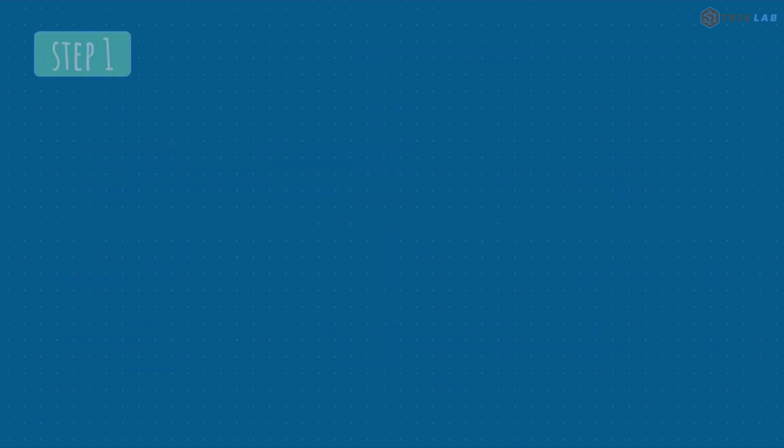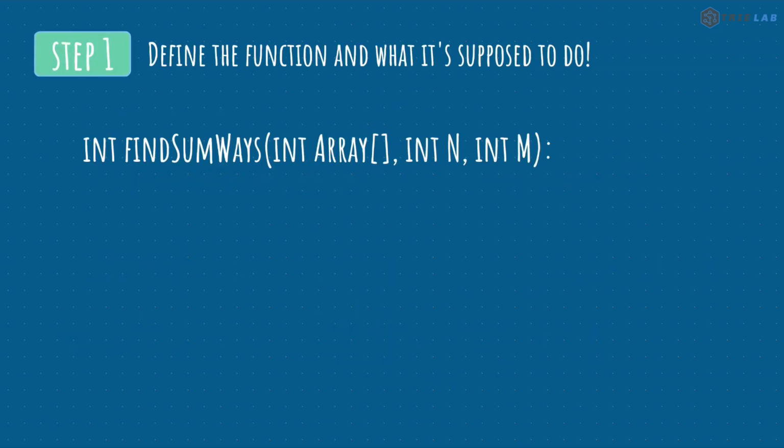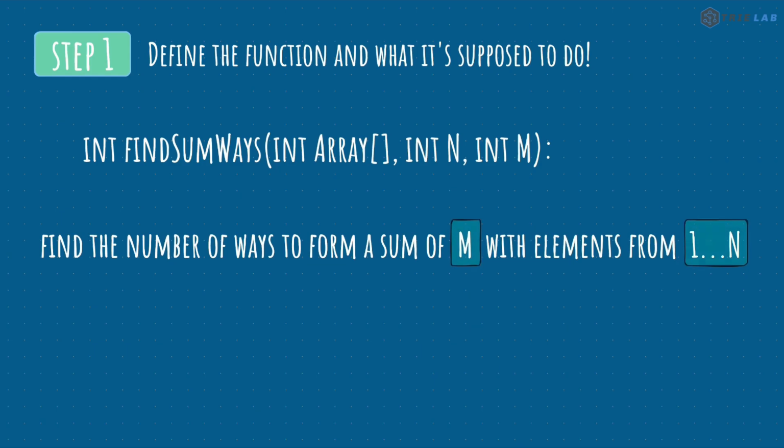Now let's define the function state and what it's supposed to do. As discussed in the earlier videos, this will be a simple step, and we can define the function to simply find the number of ways to form a sum of m with the elements from 1 to n in the given array. Now the state of each recursive step is given by n and m. Keep a note of this since this will be useful when we are optimizing it further.